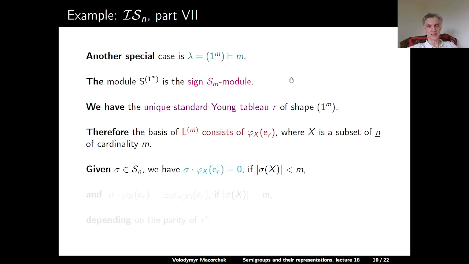Given sigma in S_n, sigma kills the basis element if sigma of X is too small, and otherwise, if sigma of X again has m elements, sigma applied to the basis element gives plus or minus the basis element for sigma of X, and plus or minus depends on the parity of tau prime. If we look at the formulas as defined, there is an element tau prime which comes from sigma. If that is even, we have plus. If that is odd, we have minus.